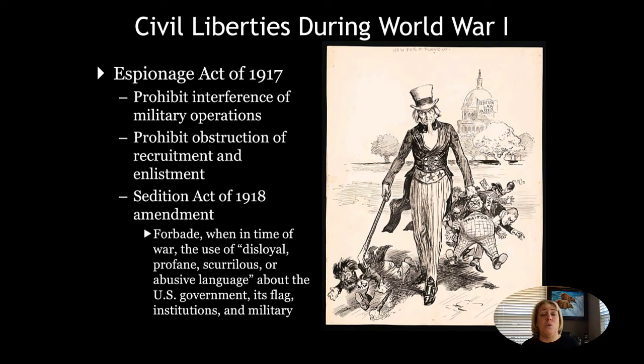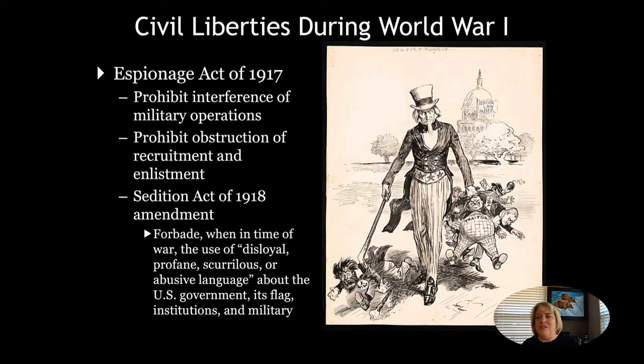So America's going to war, but we have to fight the war here as well, because remember, we have those divided loyalties. So in 1917, Congress is also going to pass the Espionage Act to protect American interests here at home. The Espionage Act is going to prohibit interference with any military operations, as well as obstruction of recruitment and enlistment. Add to that the Sedition Act of 1918, which made it illegal for anyone to use disloyal, profane, scurrilous, or abusive language about the United States, the flag, its institutions, and the military.